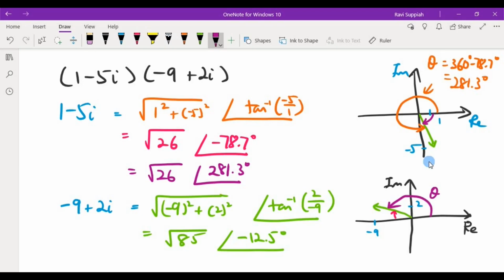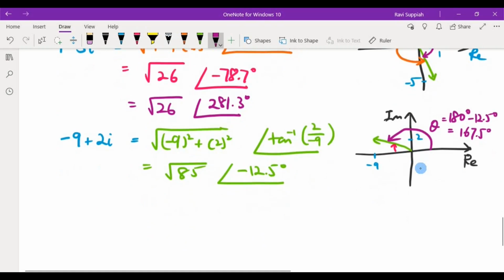And this theta would be 180 degrees minus 12.5 degrees, which is 167.5 degrees here. So I then need to rewrite the angle here as square root. So the r remains the same. The angle will now be rewritten as 167.5 degrees.